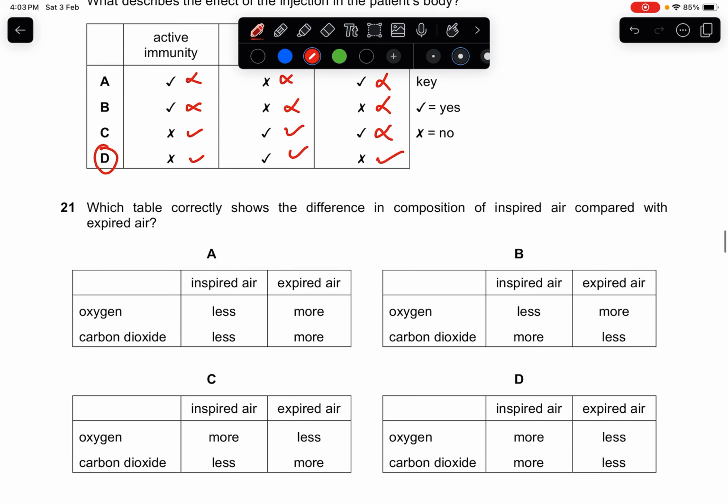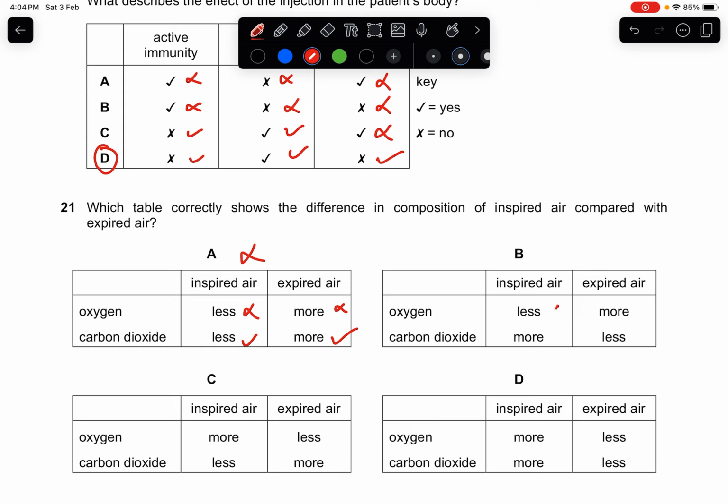Alright, which table correctly shows the difference in composition of inspired air compared with expired air? Let's just have a quick look at this. When inspired air, there is less oxygen and less carbon dioxide? This is wrong, but this is kind of correct. Expired air, there's definitely not more oxygen, but there is more carbon dioxide. Therefore, this answer is still wrong. It has to satisfy all the conditions.